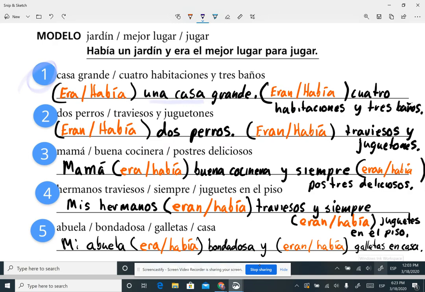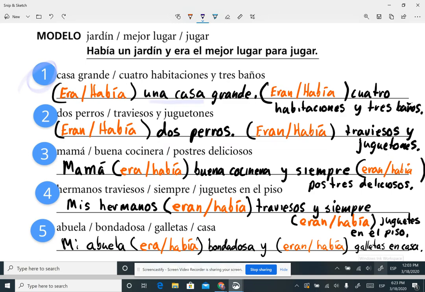So because we're describing what they were like, we would use our ser verb, and so we're going to use eran. In the first example, we're just saying there were 2 dogs. 2 dogs were in existence. So because we're not describing what they were like, we're going to choose había. So that's how that would work.